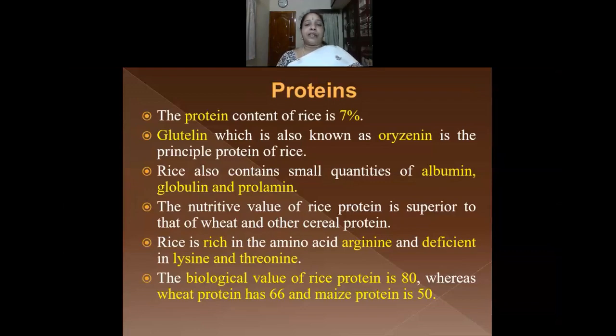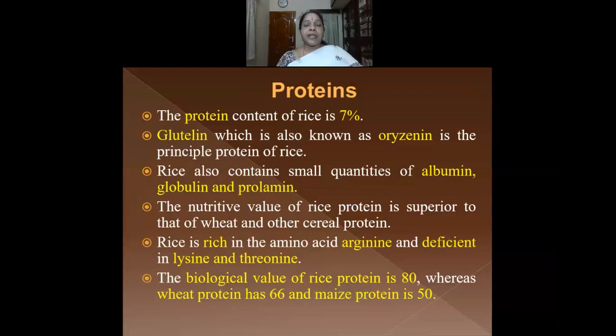Rice also contains small quantities of other proteins such as albumin, globulin and prolamin. These are the other proteins present in the rice. The nutritive value of the rice protein is superior to that of wheat and other cereal protein. So all of us might think that wheat is superior to rice. Wheat is good when compared to rice.